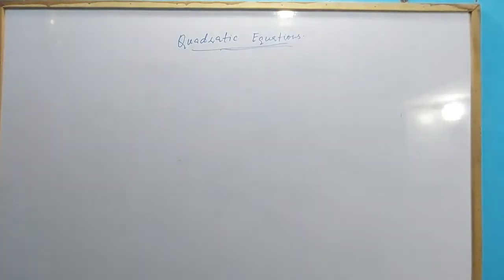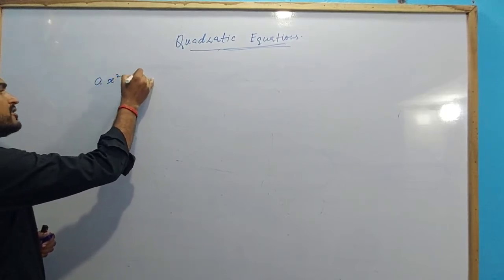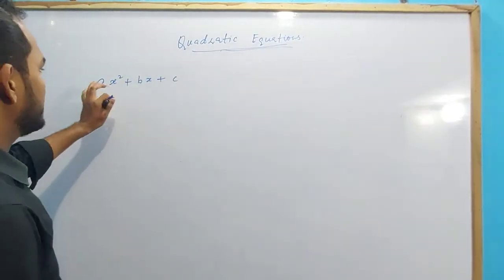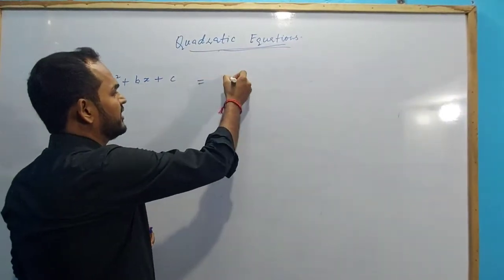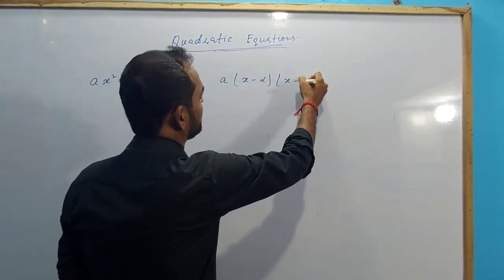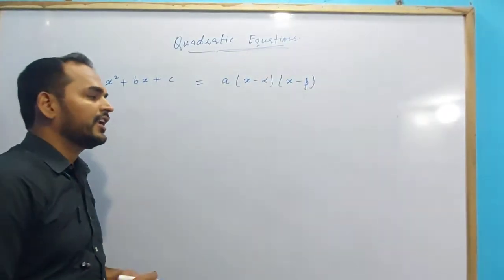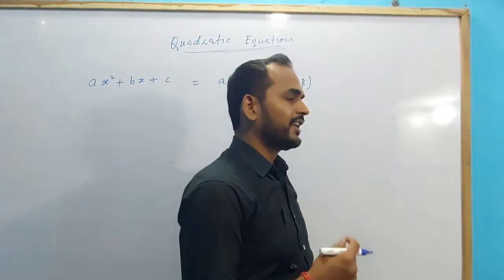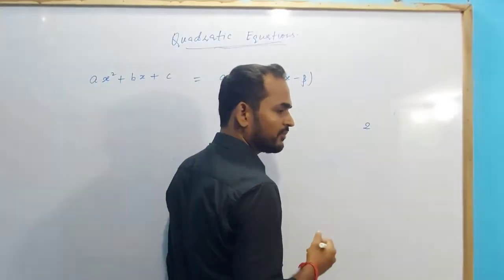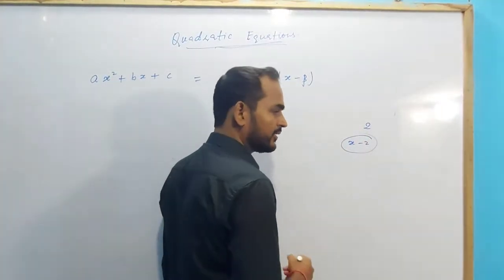So first of all, we should understand that ax square plus bx plus c, if you take a as common, might be written as a into x minus alpha into x minus beta, where alpha and beta are the roots. Just keep it in mind that in polynomials you must have studied that if 2 is a zero of something, then x minus 2 will be its divisor, its factor.